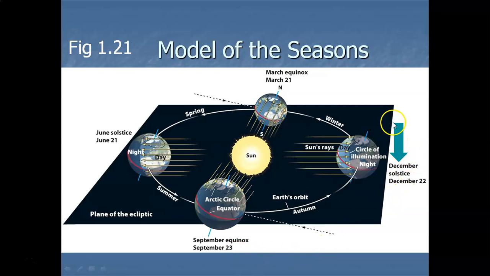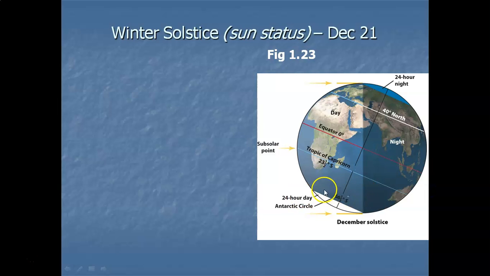And we're going to start with the first day of winter in the Northern Hemisphere, the winter solstice. The winter solstice occurs on or about December 21, and that's the first day of winter for us in the Northern Hemisphere. The word solstice comes from the Latin, sol meaning sun, and stis meaning status. So what we're referring to is the status of the sun's rays striking the Earth on this date.